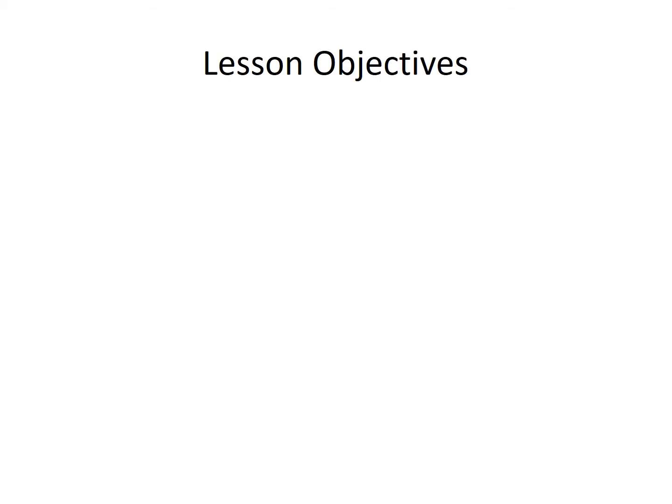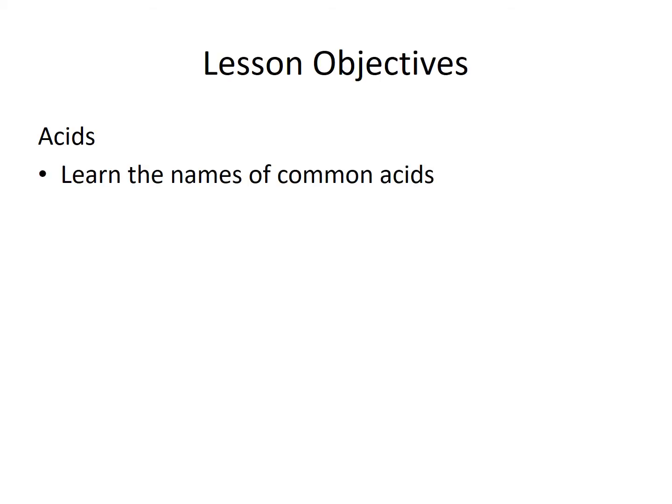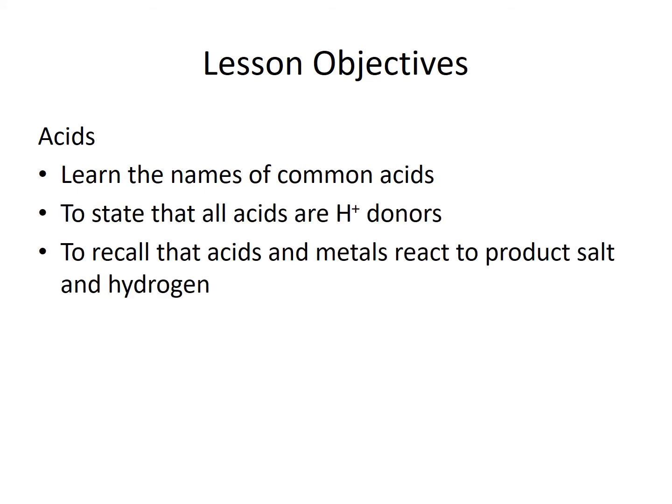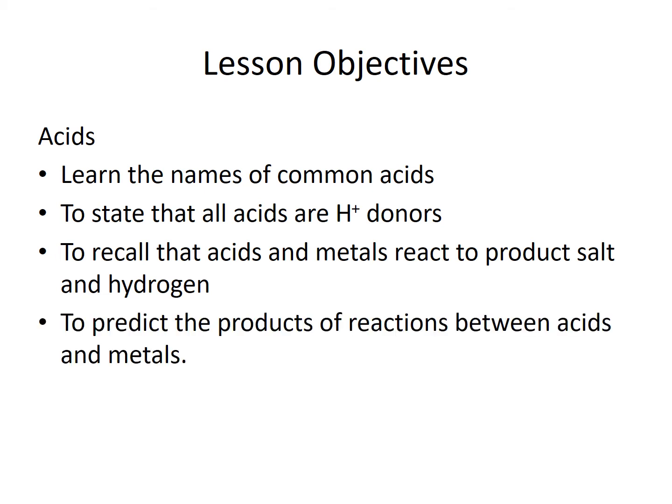So your lesson objectives for today, what we're going to do is acids. We're going to learn the name of common acids. We're going to state that all acids are H+ donors, and all acids and metals react to produce salt and hydrogen. And then we're going to predict the name of products when we see some reactions taking place.